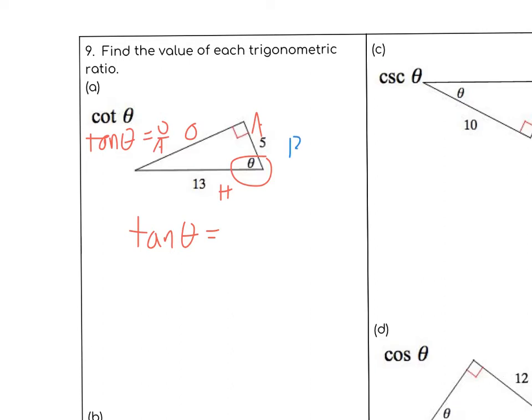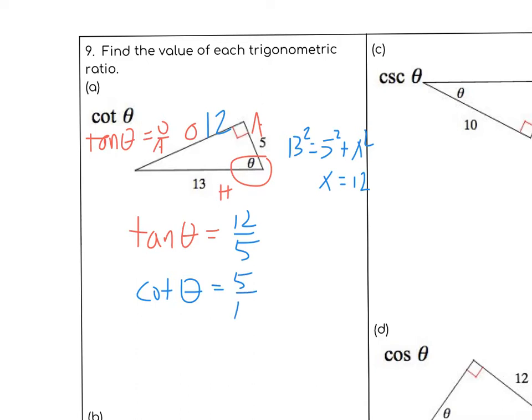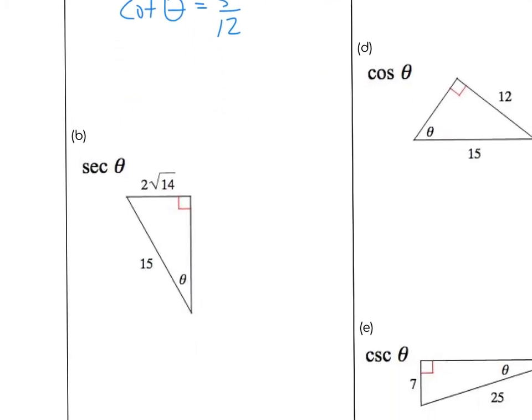So that would be 13 squared is equal to 5 squared plus x squared. That's going to give me x is equal to 12. Okay, back to this part. So we've got opposite over adjacent is 12 over 5. That means that cotangent of theta is going to be equal to 5 over 12. That is the end of this problem. You're not asked to find an angle.